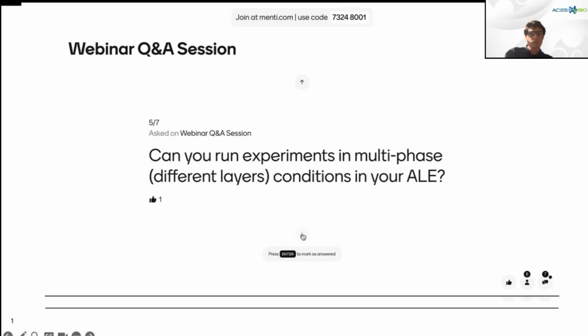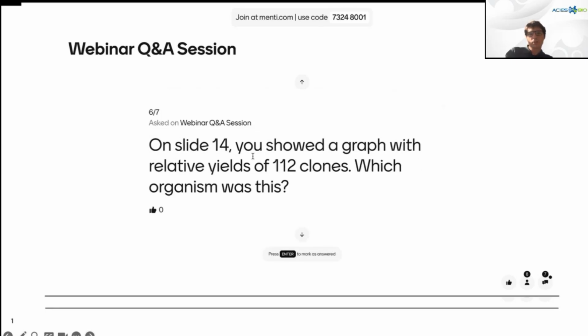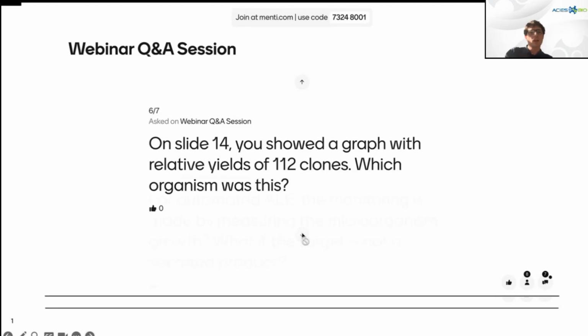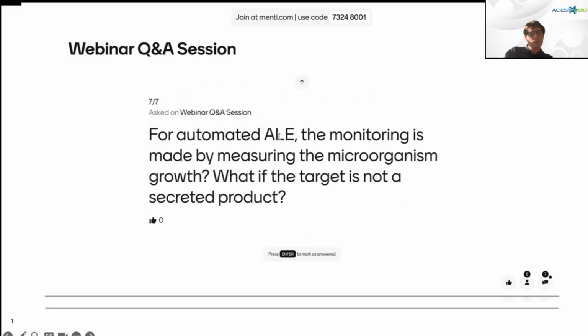On slide 14, you show the graph with relative yields of 112 clones. Which organism was that? Yeah, so this was a Bacillus subtilis experiment. And it probably shows also the variability of the genetics, right? Exactly.